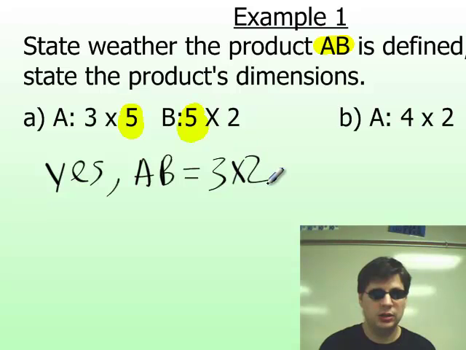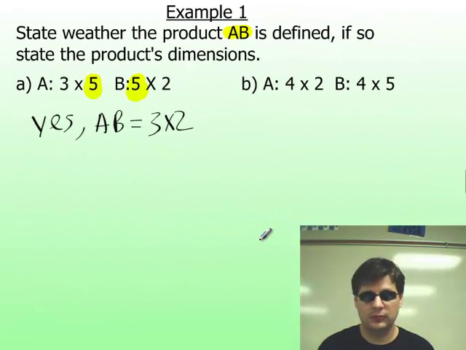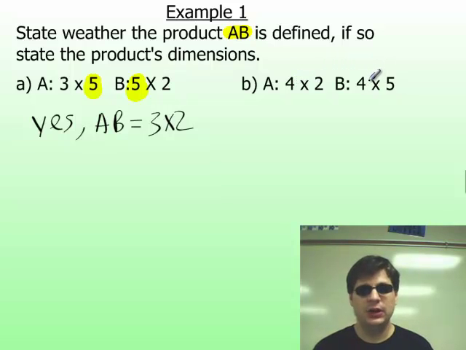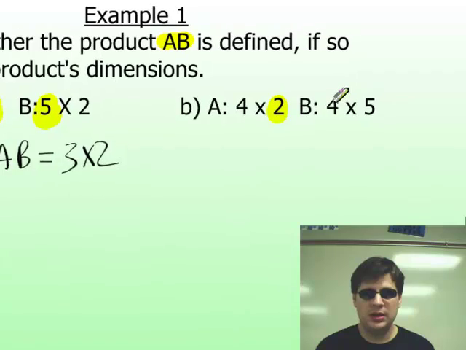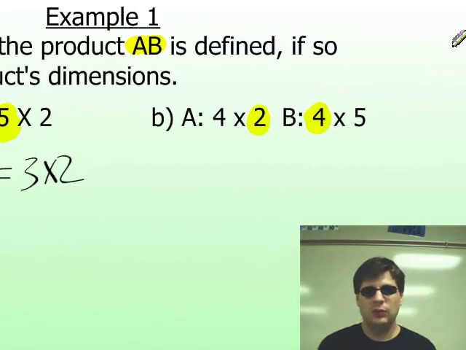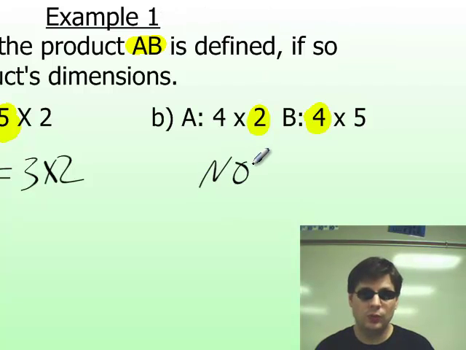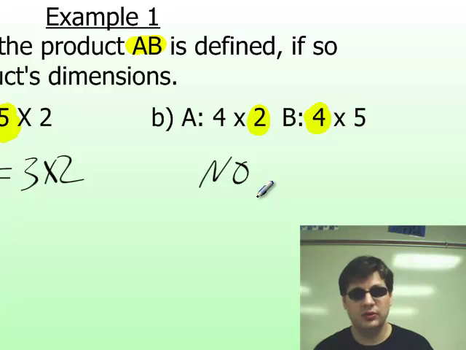The final matrix is going to be AB, which is going to have the dimensions of a 3 by 2 matrix. The next couple of matrices is A and B, where A is 4 by 2 and B is 4 by 5. So looking at the number of columns, we have 2, and the number of rows here we have 4. Well, they don't match. They're not equal. So no, we cannot multiply them together.